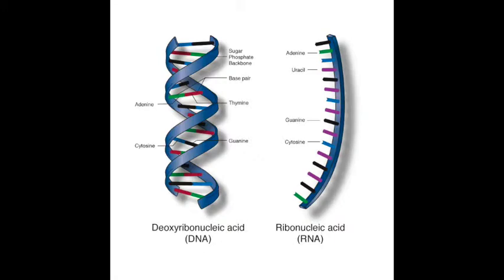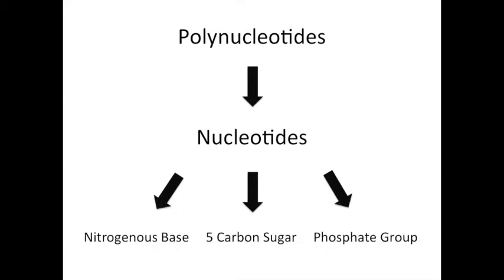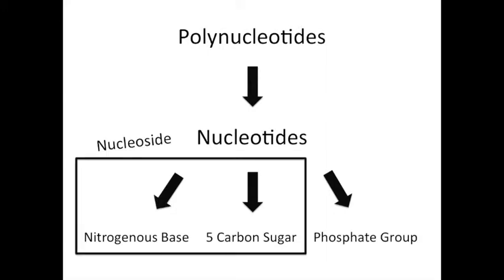Nucleic acids, namely DNA and RNA, are macromolecules that exist as polymers called polynucleotides. Polynucleotides are composed of monomers known as nucleotides. These are composed of three parts: a nitrogenous base, a 5-carbon sugar, or pentose, and a phosphate group. The portion without a phosphate group is called a nucleoside.